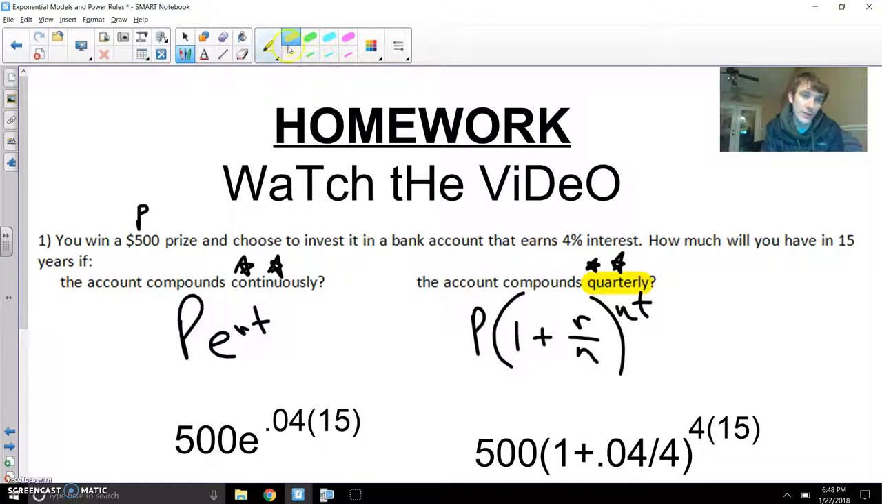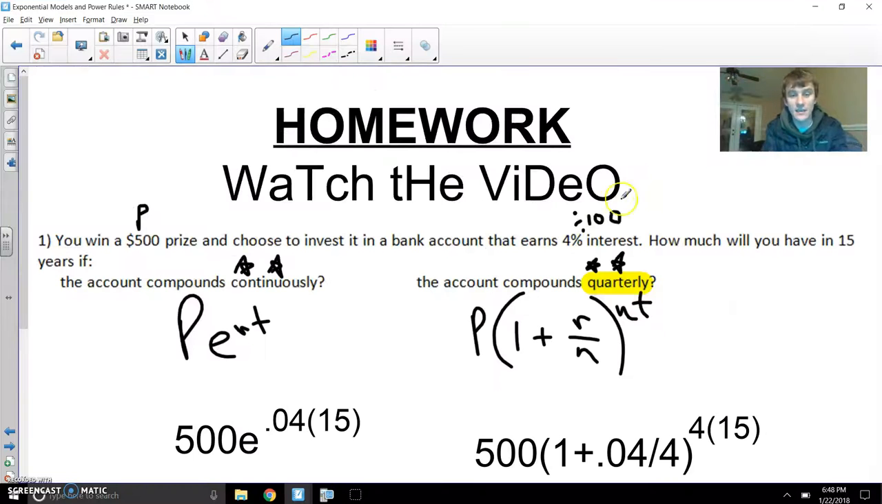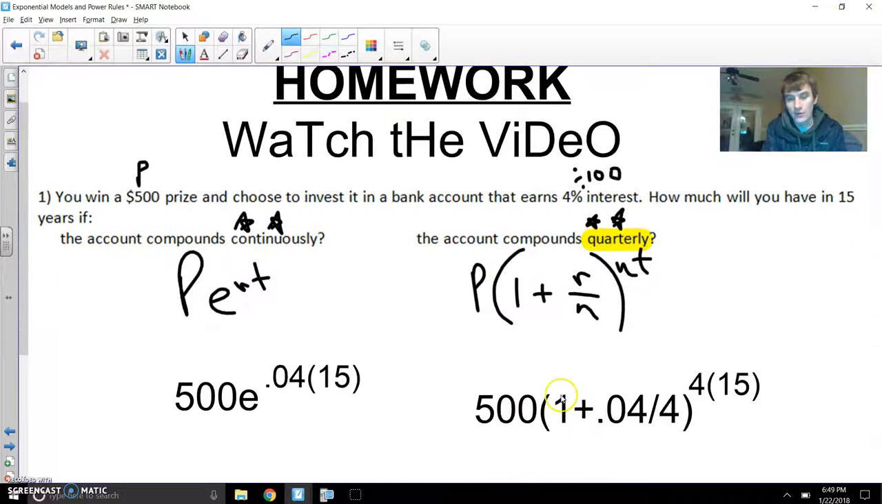And this is quarterly, and so quarterly represents 4. So we have to take this number and divide by 100 in order to get the interest value as a decimal. So that's going to be 0.04 and of course 15 years. So when we plug all that into the calculator on the first one, we're going to get 911.06. Okay. And then when we do the second equation, we're going to get 500, but it's multiplying against this interest of 0.04 divided by 4, and then raised to that 4 times 15.